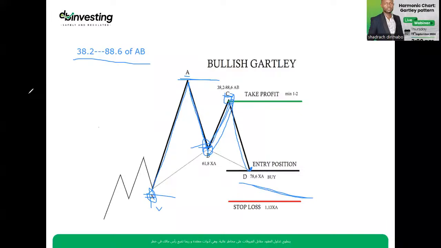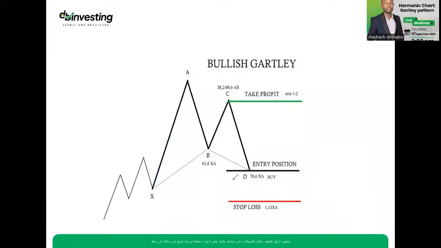So we'll come back to our XA again. Point D is going to be 78.6 of XA. What that means is that we are going to place our Fibonacci retracement tool here, drag to point A, and we want to see from that point if this market has dropped to 78.6.